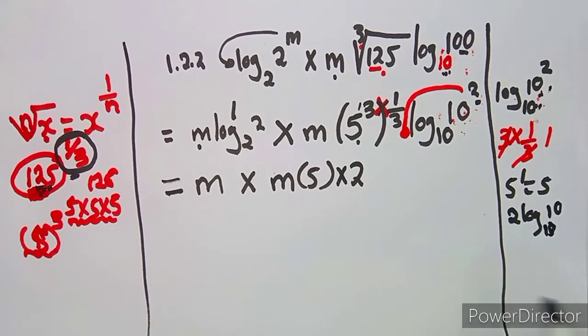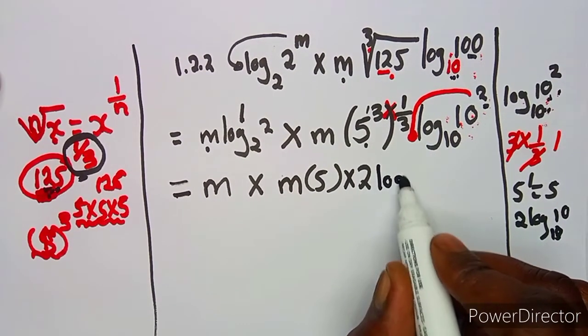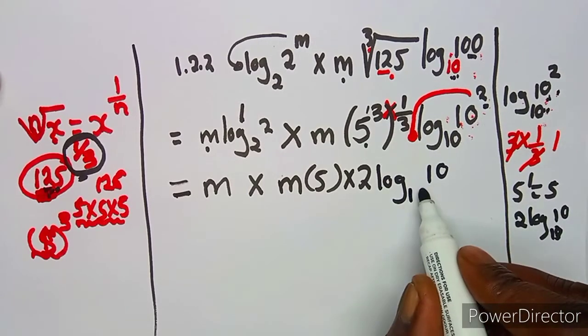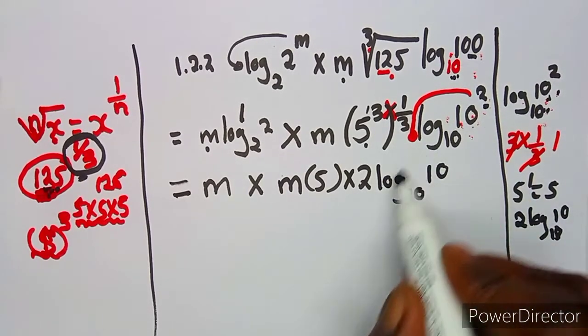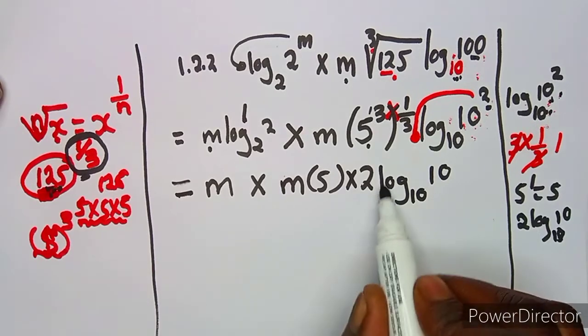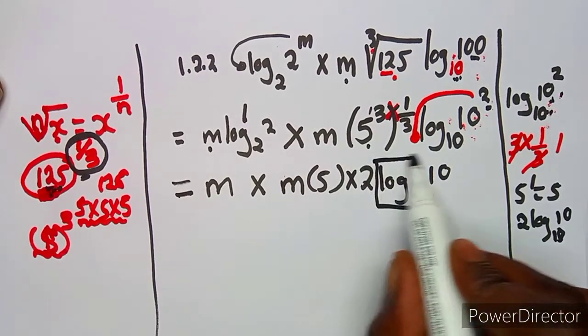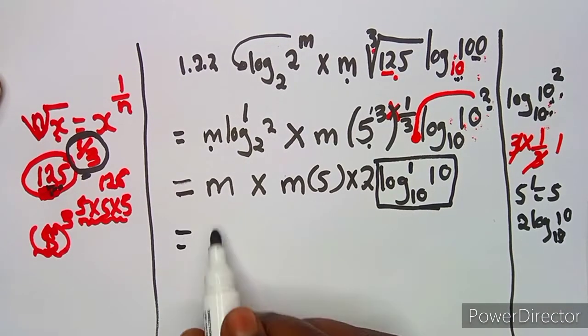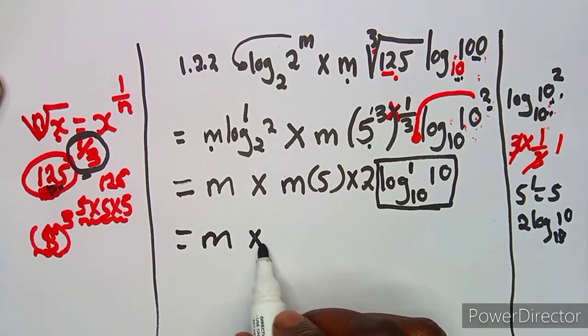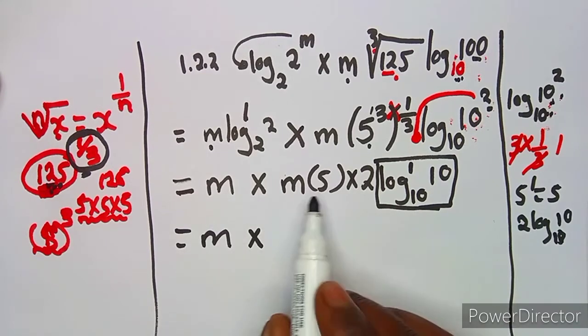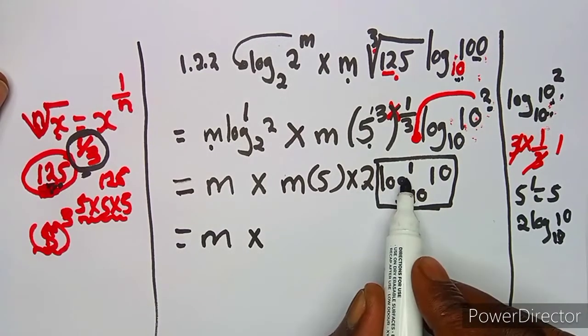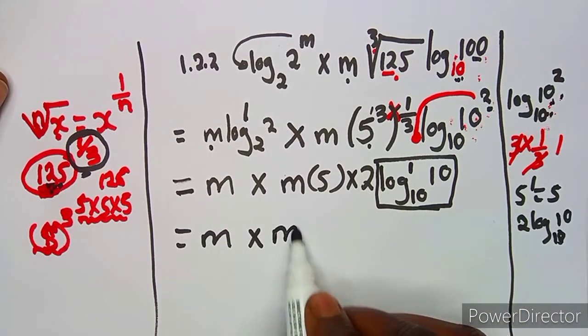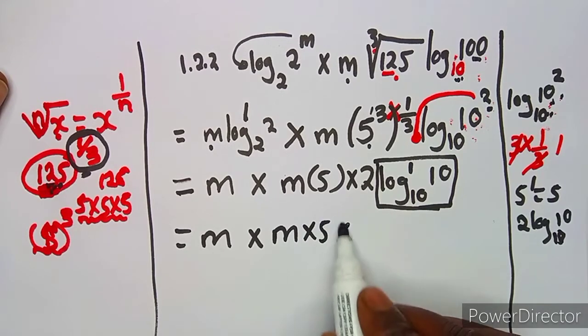All right, so we can just write it for the sake of all of us to understand like this. So we drop the exponent like this. But we know that this log base 10 of 10 represents 1 from the laws that we have been talking about, 5 times. So it's going to be m times, since we are left with 1, we are going to be left with m times 5 times 2.